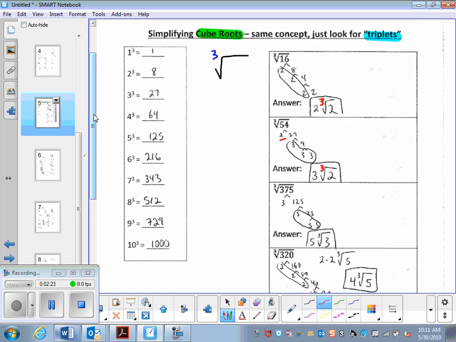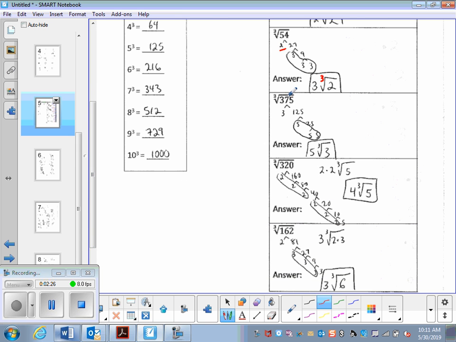All right, now for the third example here, 375 is not even, so we don't start with a 2. But when we add up the digits, it is divisible by 3. So 3 times 125, which is 5 times 25, which is 5 times 5. And right here we have a triplet, so the 5 comes out and the 3 stays in.